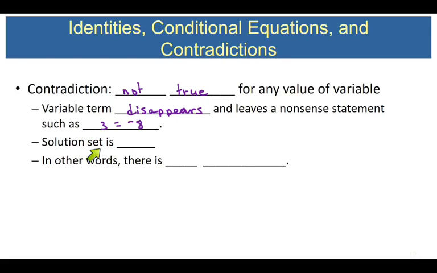And so the solution set is, we use the empty set symbol, which looks like a circle with a line through it. In other words, there is no solution. And so on these next few examples, let's try to determine which type of equation we're working with, and then we will determine the solution.